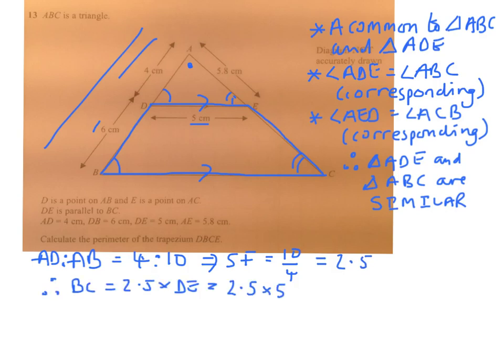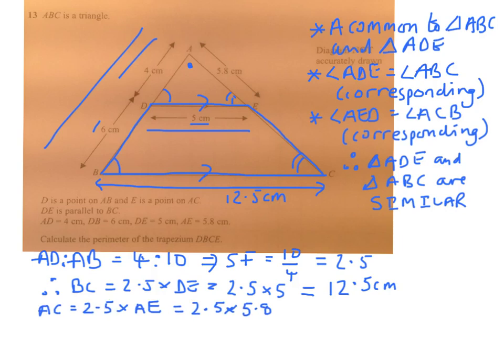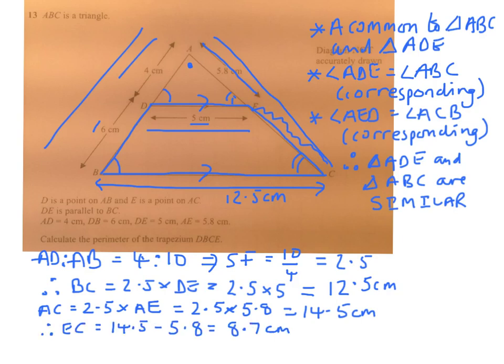So for example, to work out the length BC, I need to multiply DE by 2.5, which gives me an answer of 12.5 centimetres. And the length AC, the big length down here, would be 2.5 times the length of AE here. So that's 2.5 times 5.8, which is 14.5 centimetres. But obviously I'm really only interested in the length EC, so I've got to take away 5.8 from that 14.5 in order to find out how long EC is.